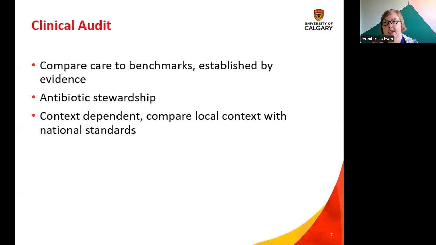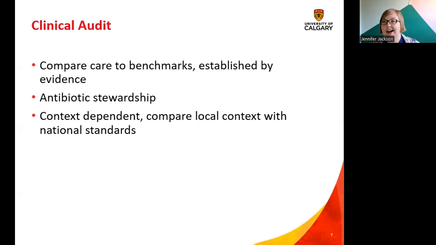So you could look and say, okay, nationally, and these are numbers I'm making up for the sake of illustration, we should be having 20% of our patients prescribed antibiotics, and we have 35% of our patients prescribed antibiotics.